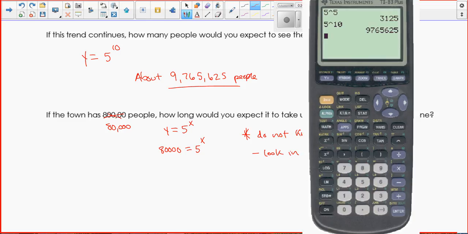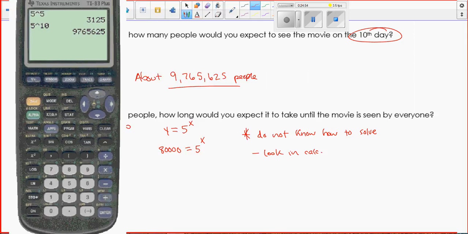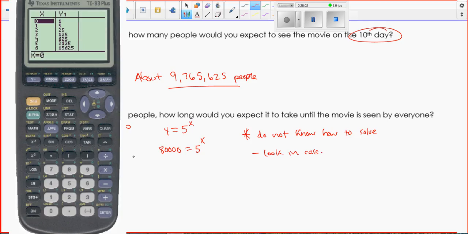And then I'm going to look at my y equals. I don't need this linear function since it doesn't make sense, so go ahead and delete that one out. And then go to your table of values, so second graph. And I'm going to look at my table of values for when my y is about 80,000. So I can see right here at 6 it's 15,000, and then right at 7 it's 78,000, and then it jumps up from there to 390,000. So 390,000 is obviously way off. That's a little bit less, but it's for sure closer than 8.